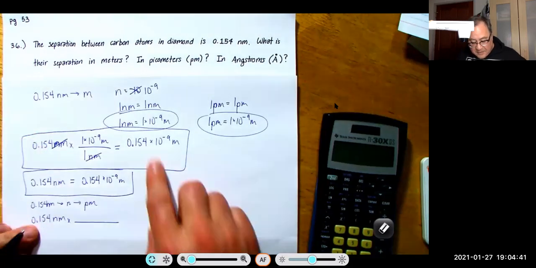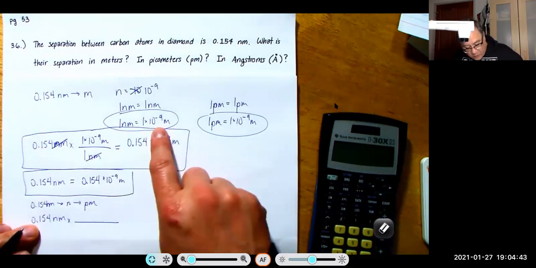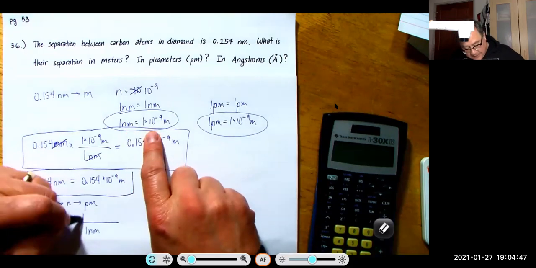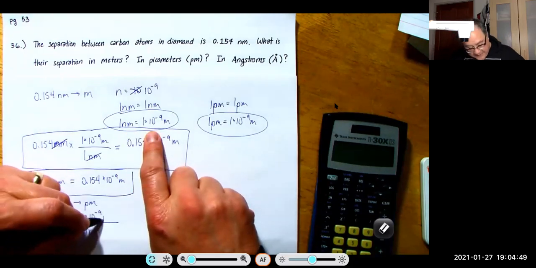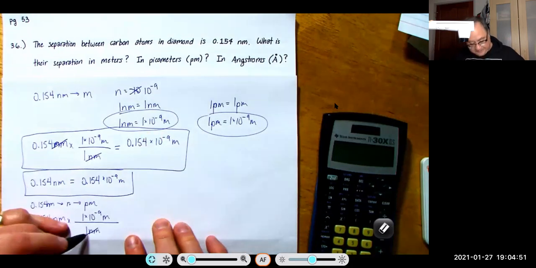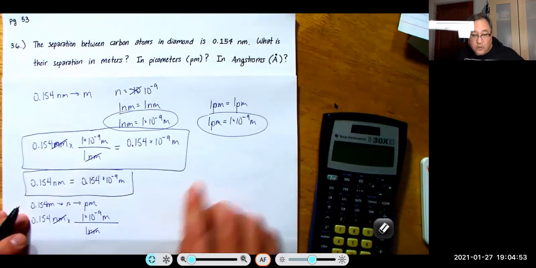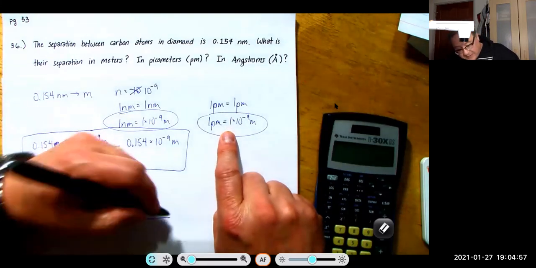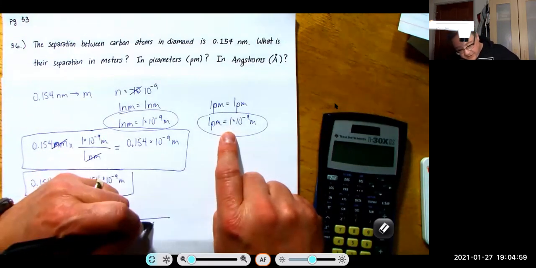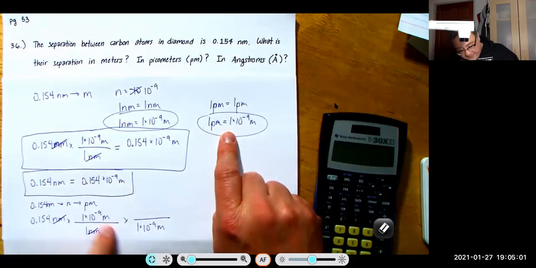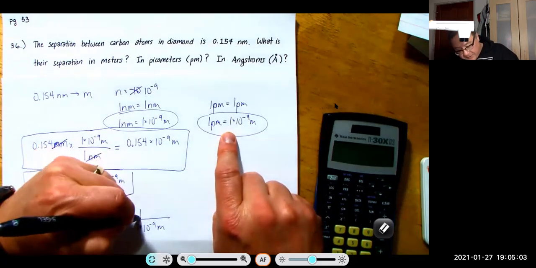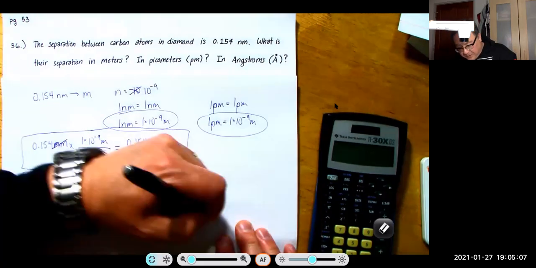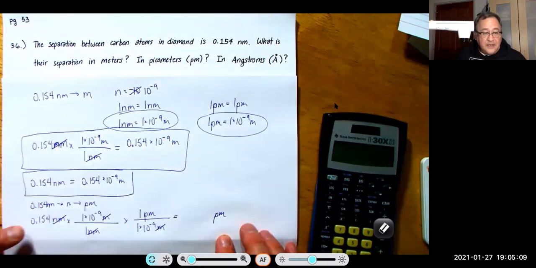So which side am I going to put in the bottom? 1 nanometer, and the other side on top. And the reason for that is that the nanometers cancel. Which of these am I going to put in the bottom? I'm going to put 1 times 10 to the minus 9 meters so that the meters cancel. And I'm going to put 1 picometer on the top. And we will end up with picometers.